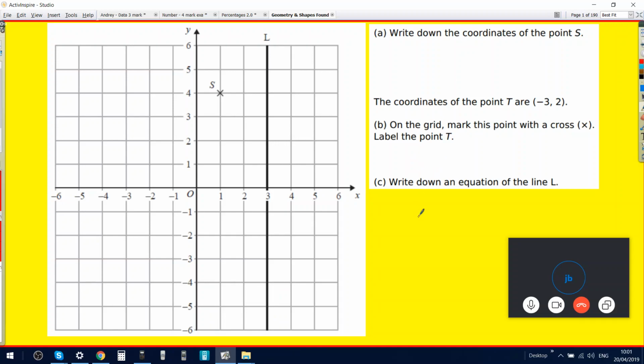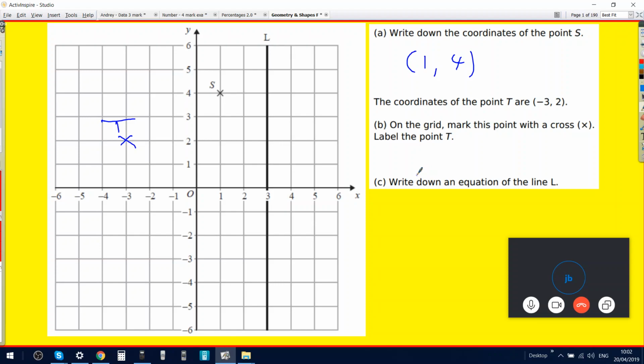We'll just do one of each of these. Okay. The coordinates of point S is 1, 4. Yep. And the grid is in the left-hand corner and up to. So -3 and then up to. Yeah, and they said put it with a T, and then the equation of L.